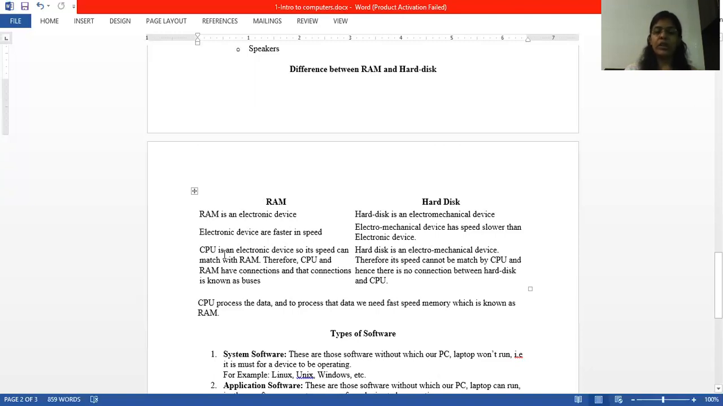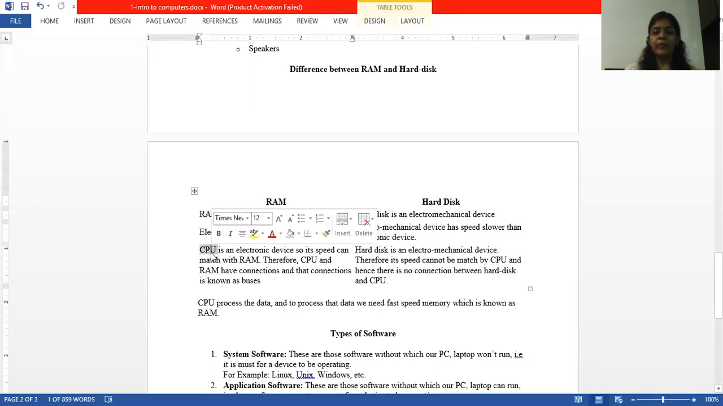Let us understand this from the CPU. The CPU is also an electronic device, so its speed can match up with RAM. These are the same type of devices. Therefore, CPU and RAM have a connection, and these connections are called buses. Also, the hard disk is an electromechanical device. Therefore, its speed cannot be matched by the CPU, and hence there is no direct connection between hard disk and CPU.